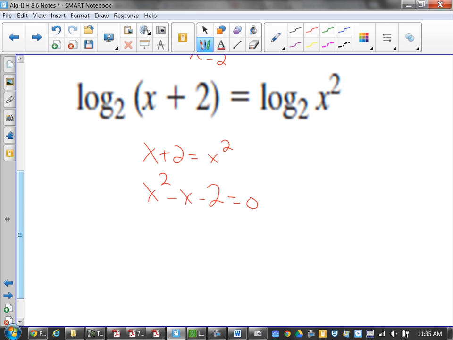What times what is -2 and you add together to get -1? Negative 2 and 1. Yeah. How does it work related to... Oh, good one, Hannah.